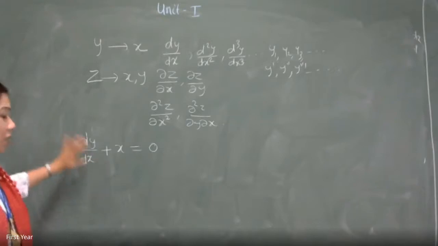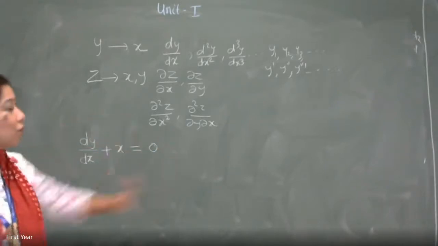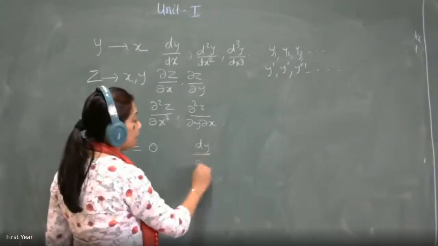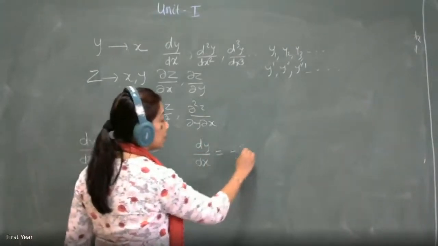Now there are two parts. You know the differential equation, you should know the solution. What is the solution of this? How do you go about it? dy by dx is equal to minus x.